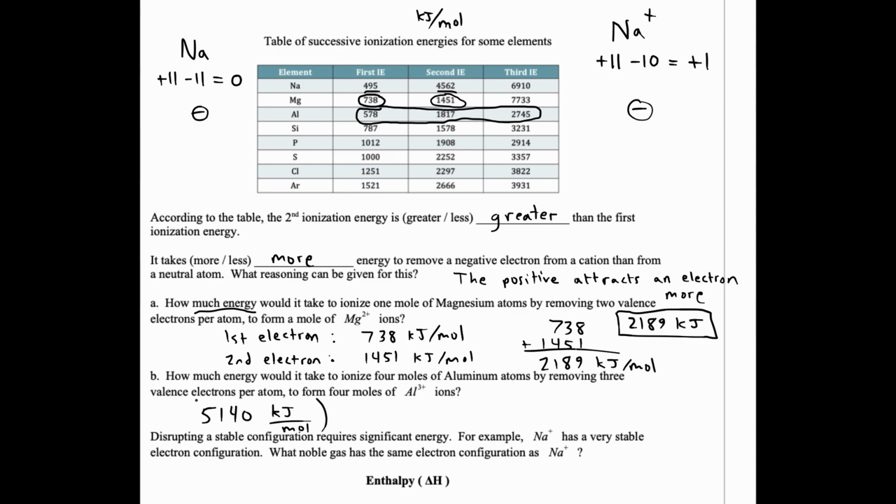But keep in mind, it asked about ionizing 4 moles, not just 1 mole. So I'm actually going to multiply that result then by 4 moles. We'll see that the moles will cancel here, and we'll be left with kilojoules. So I get 20,560 kilojoules then.